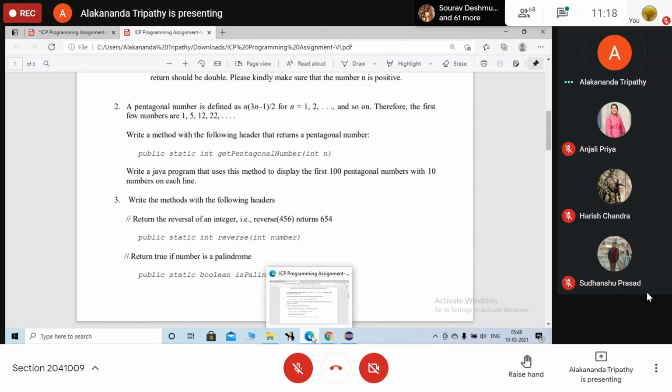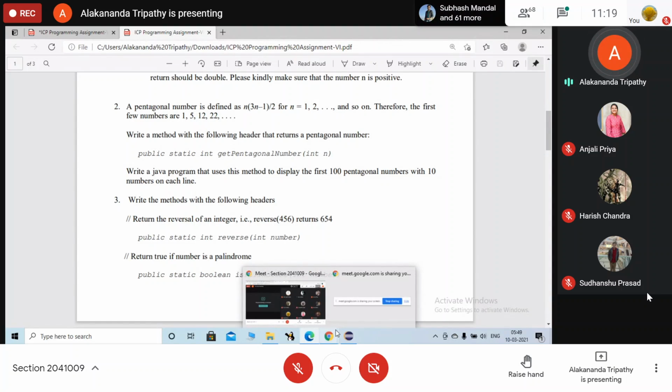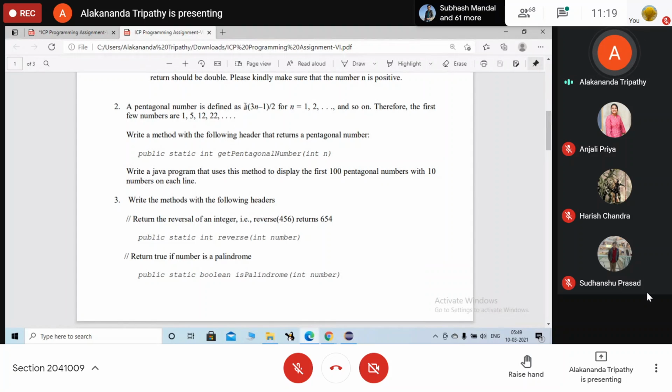Question 2. कौन सा question है? Yes, it is correct. It is correct. Do question number 2. Question 2 क्या बोला है? Pentagon का दिया क्या है? Formula is given to you. Okay, the pentagonal number is defined as this one, n into 3n minus 1 by 2. So first few numbers are this one.